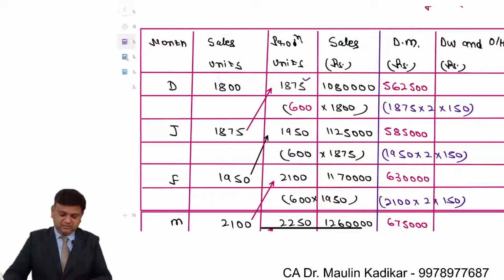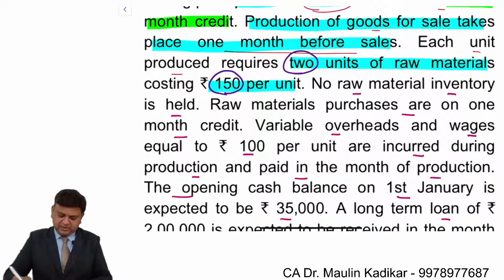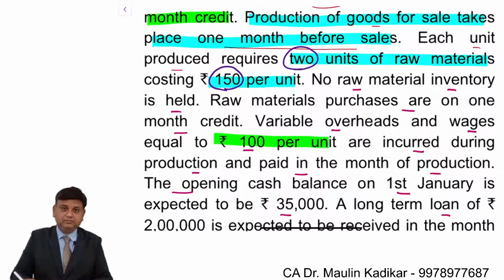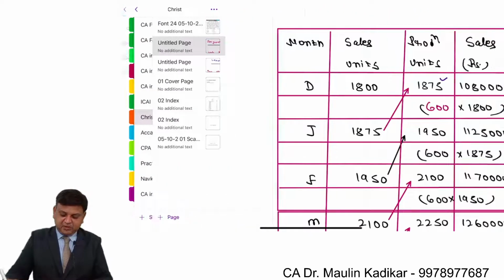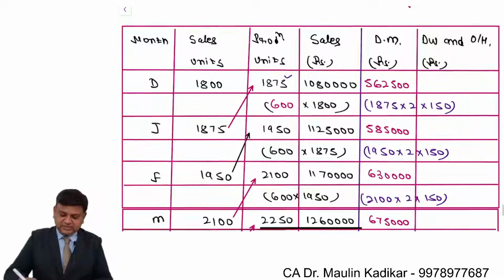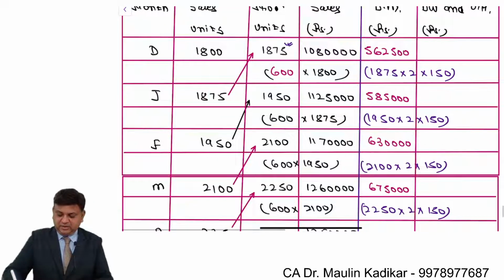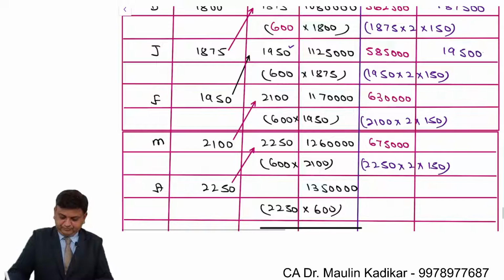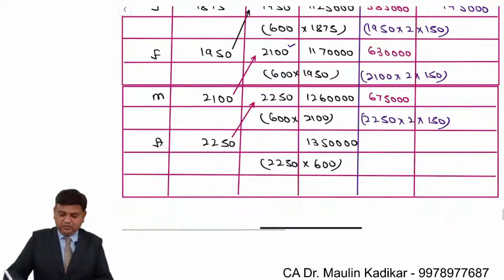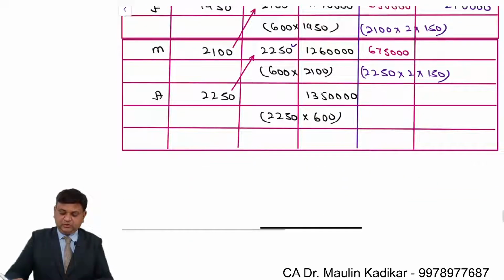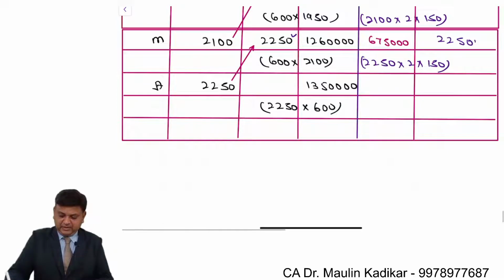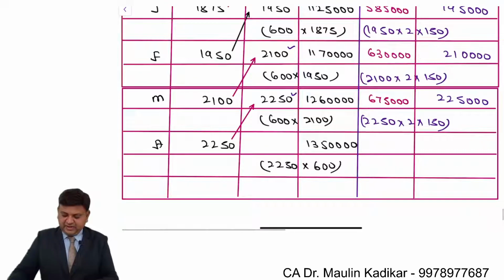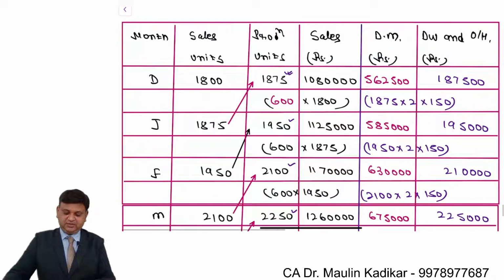Now wages and overhead, that is simply provided to us as 100 rupees per unit. So whatever is the output into 100, so the first case it will be 1875 into 100, 1,87,500. 1950 into 100, 1,95,000. 2100 into 100, 2,10,000. 2250 into 100, 2,25,000. That is the way we'll have the expenses on the monthly basis.